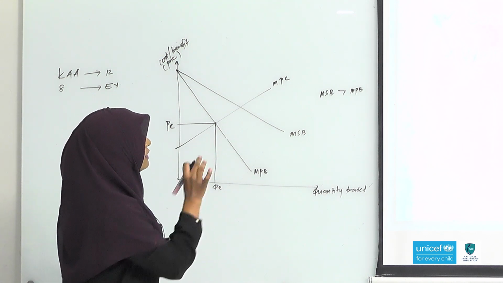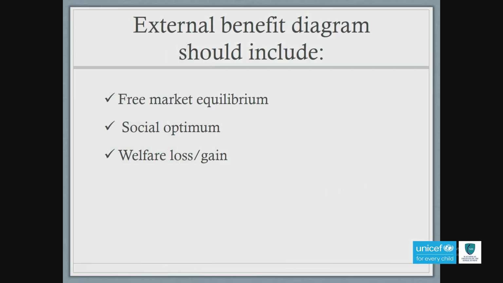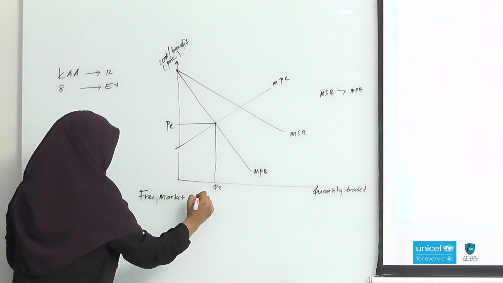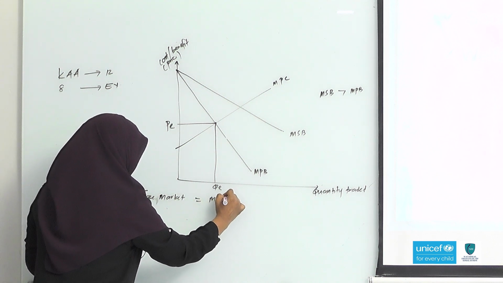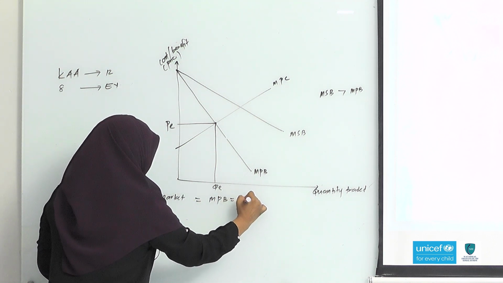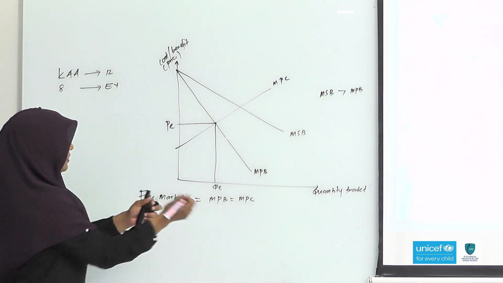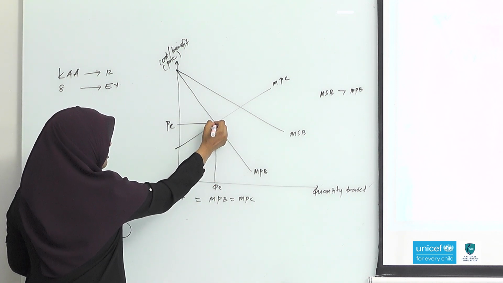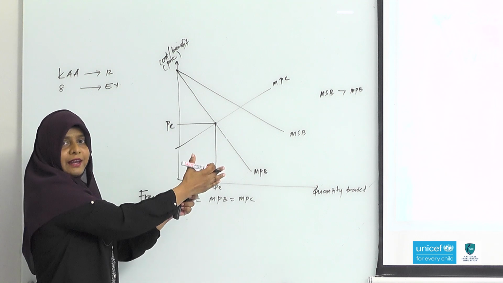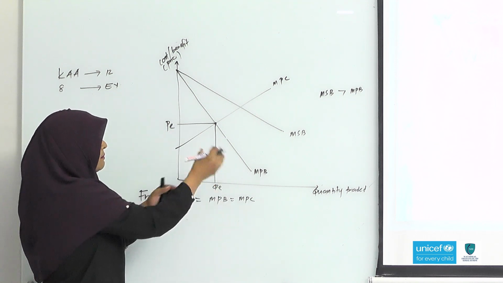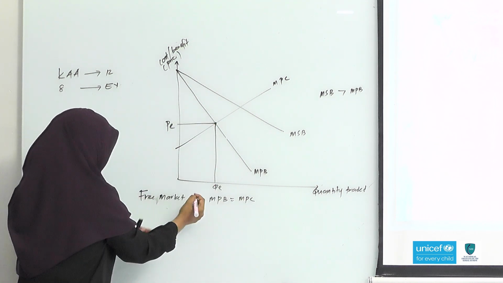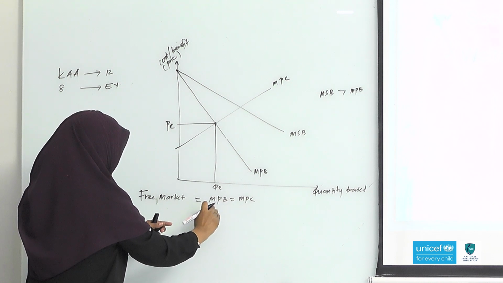In this case, free market equilibrium. Free market equilibrium is where the market forces are operating right now. So that means the free market is where the marginal private benefit is equal to marginal private cost. So this is the free market equilibrium, which means this is where they are operating. In the Nigerian economy at the moment they are operating here. So if you are thinking about this, this is a free market equilibrium.